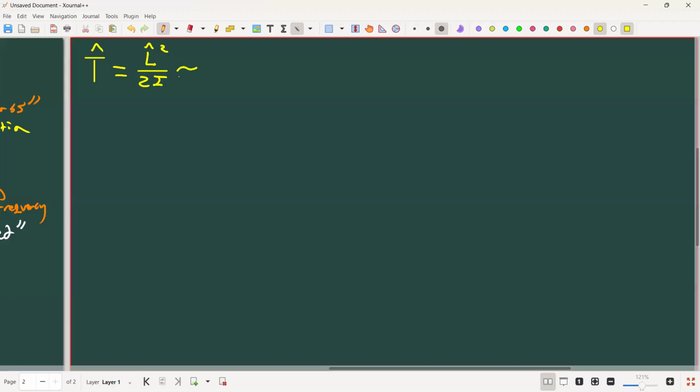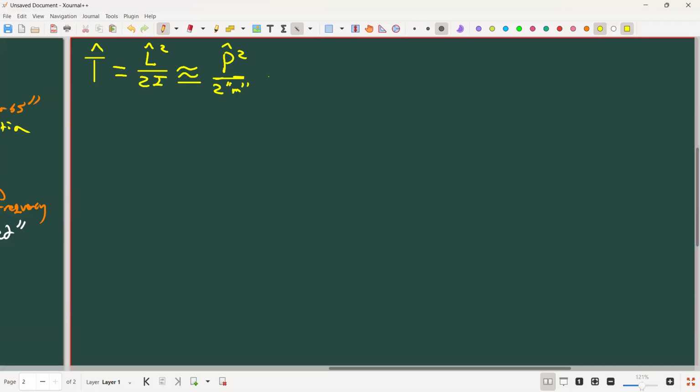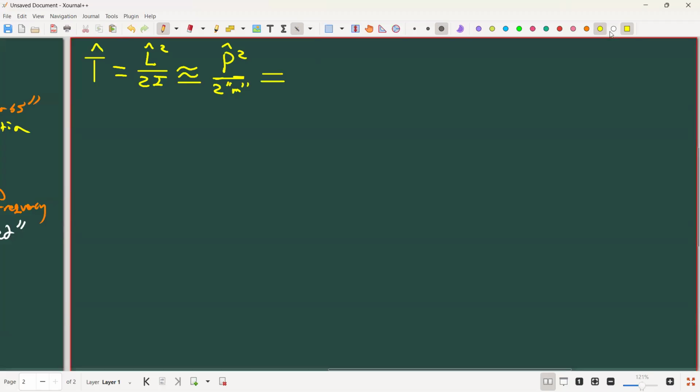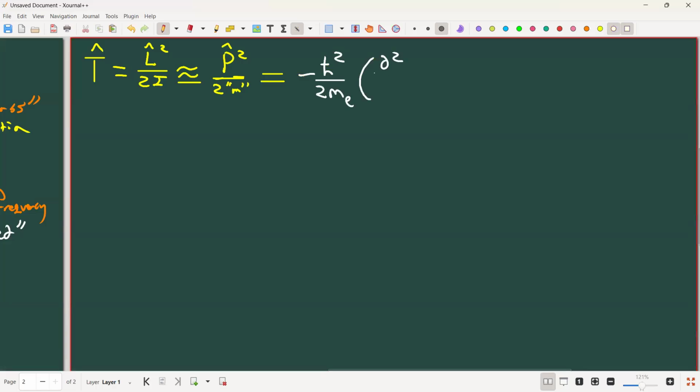Right? And we're saying that this is basically equivalent to P squared over 2 times the mass, whatever that is. And that's going to be equal to, just by definition from before, looks just like our 3D particle in the box, minus h bar squared over 2me times the second derivative amongst all 3 directions.